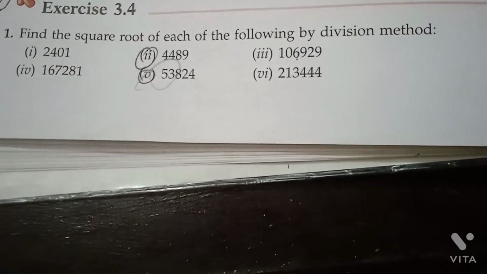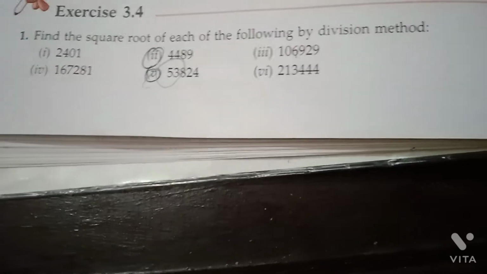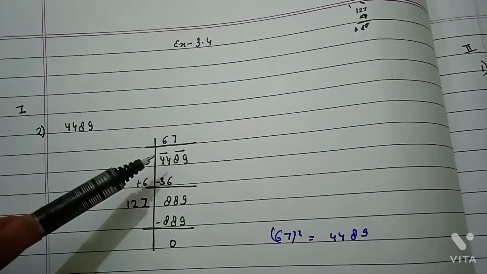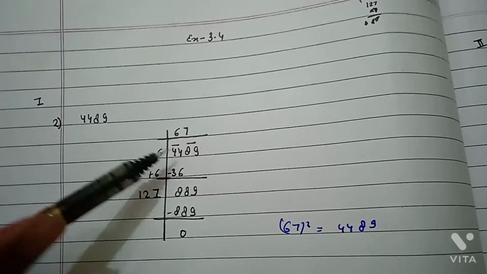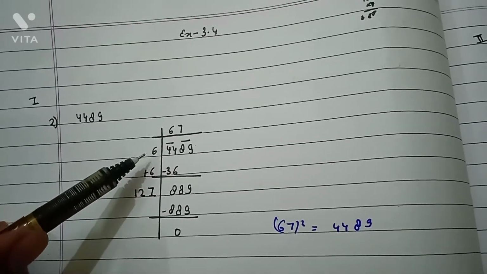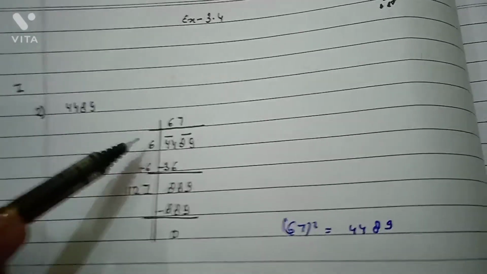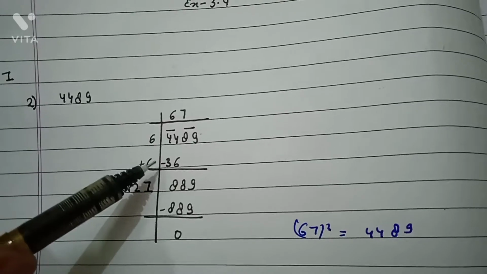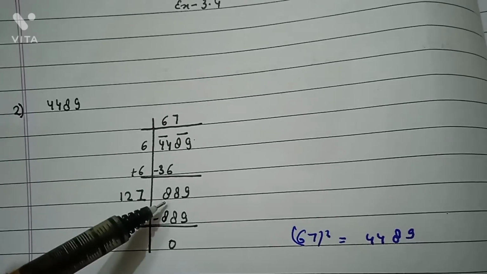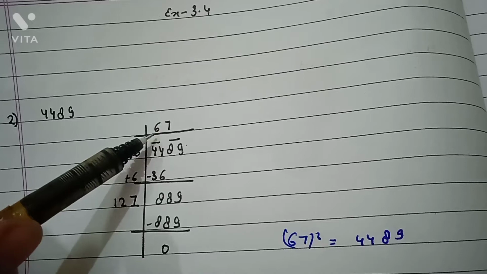So we have taken here question 4489. So we have written 4489 to make pairs from the back side. Whose square is less than 36. 36. The number comes is 8. Same number which we have written.